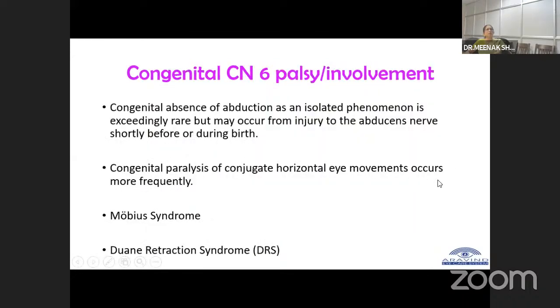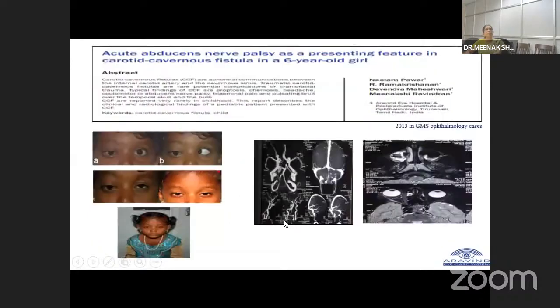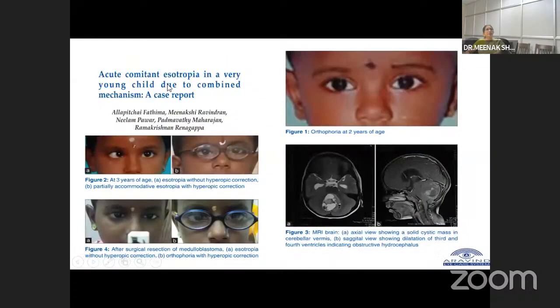So coming to the last one, sixth nerve palsy. You can have it even following acute ET, following polio drops or viral fever, all that we have to remember. Or it can be a carotid cavernous fistula. So that is why imaging is very important. Or it can be following a raised ICT.